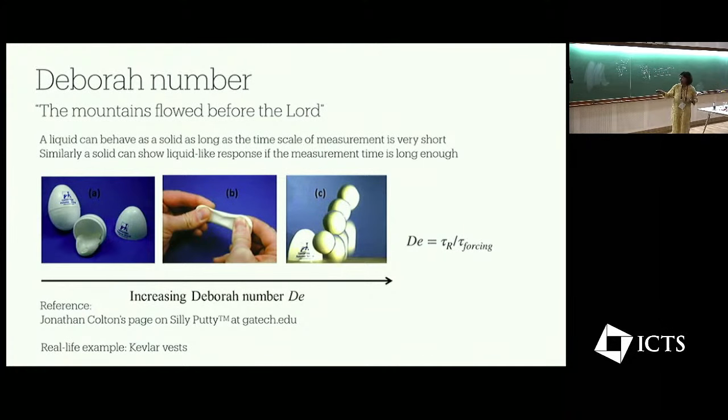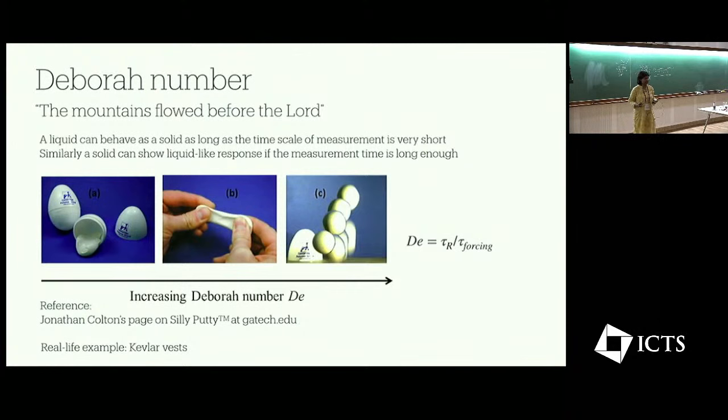It's called the Deborah number, which is basically the ratio of the relaxation time of the material divided by the time over which you're forcing the material. Okay, so you understand what a relaxation time of a material is, right? My relaxation time would be the time I take to travel a distance equal to my characteristic size. So if I'm a meter, how long do I take to walk a meter?